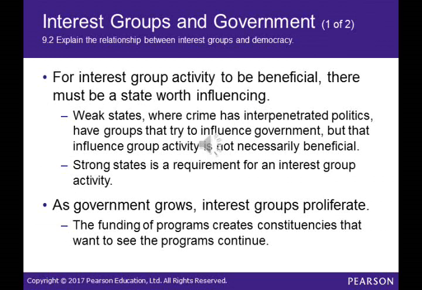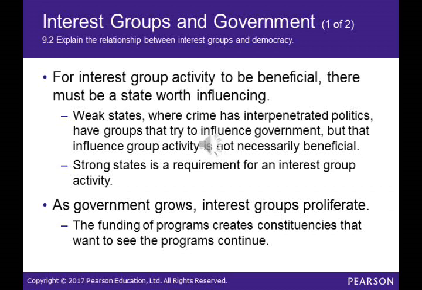What is the relationship between interest groups and government? Three points are worth mentioning in this respect. First off, interest group activities depend on whether the state is strong or weak, as a strong state is a requirement for interest group activity. Second, with the growth of government, interest groups increase in number and types.